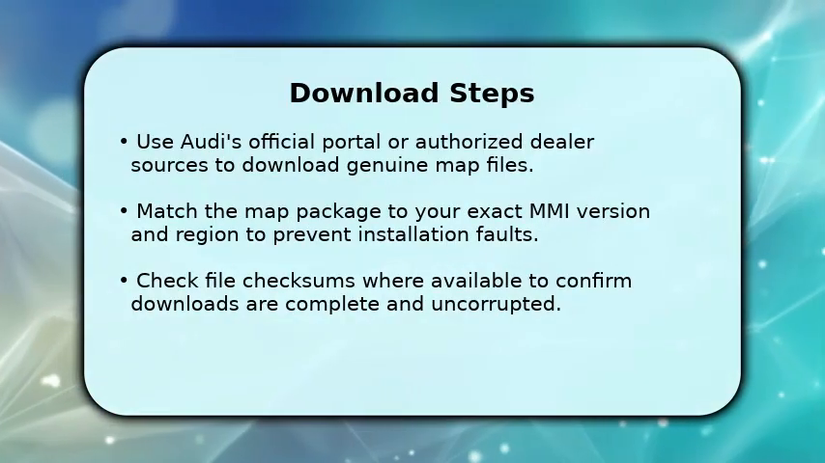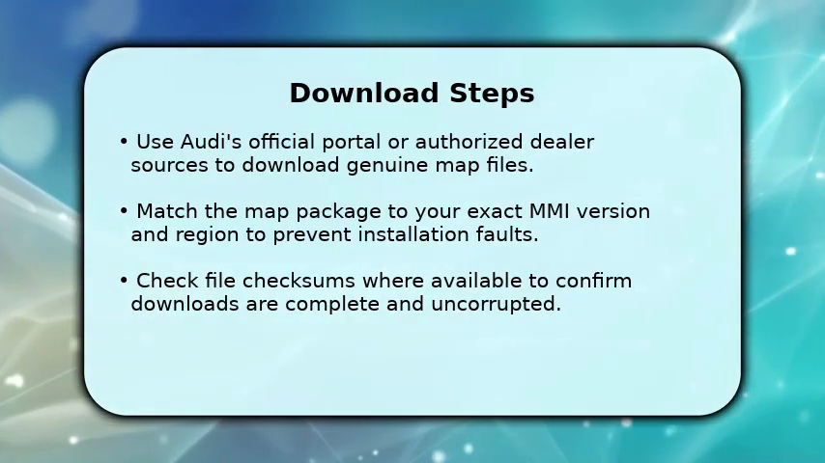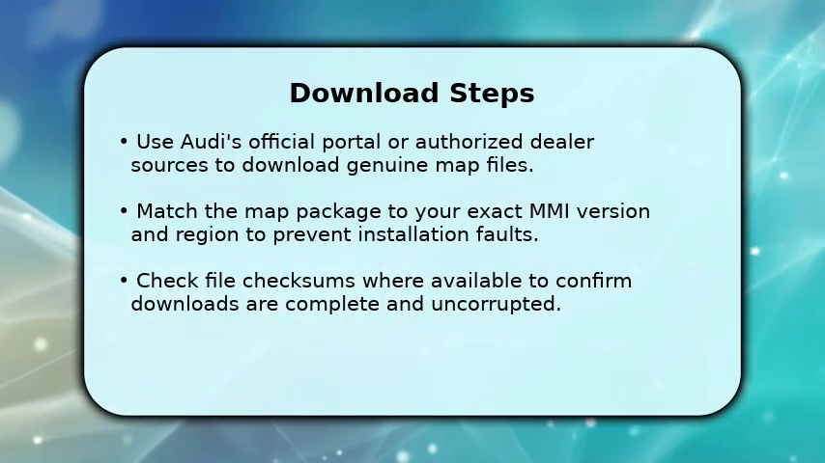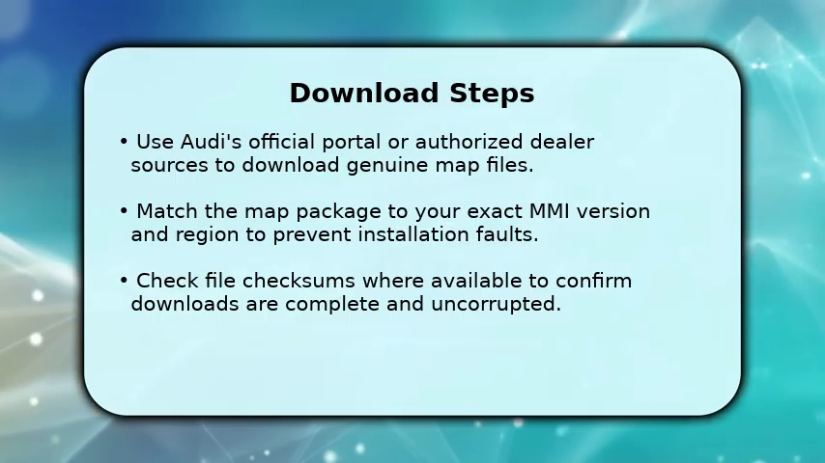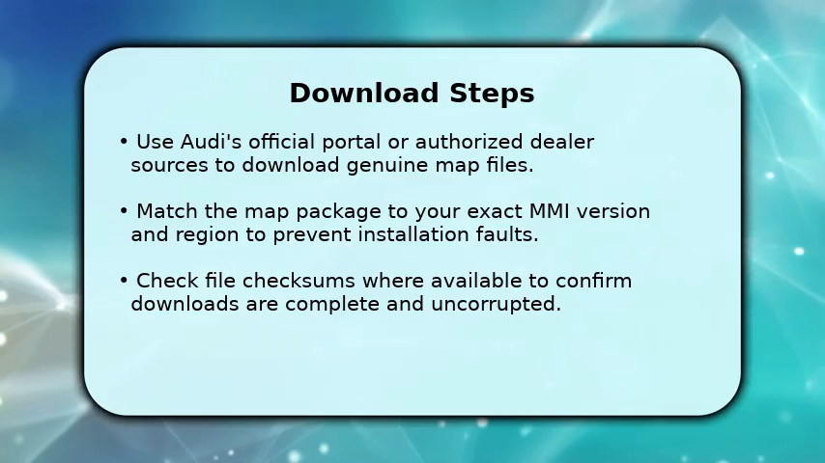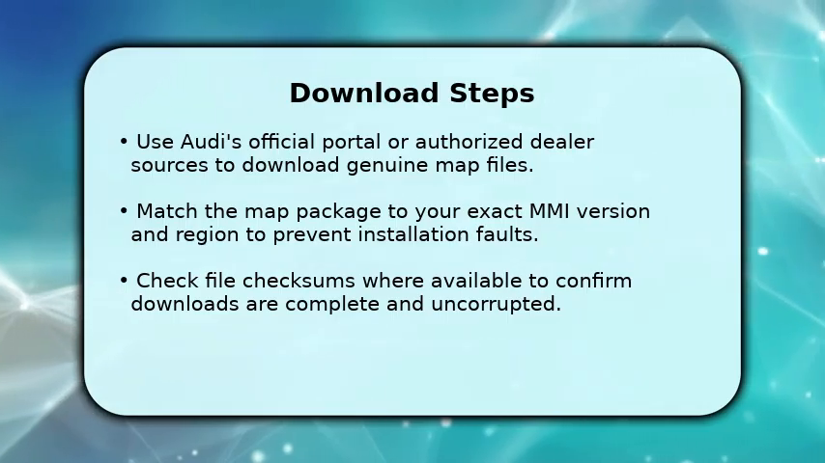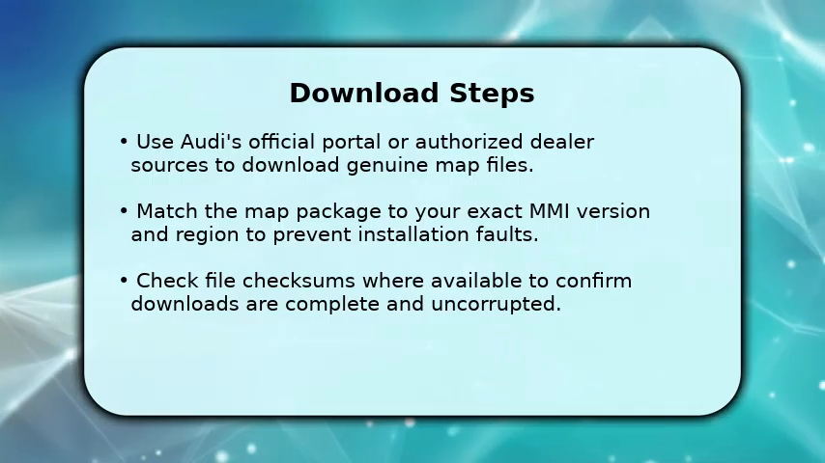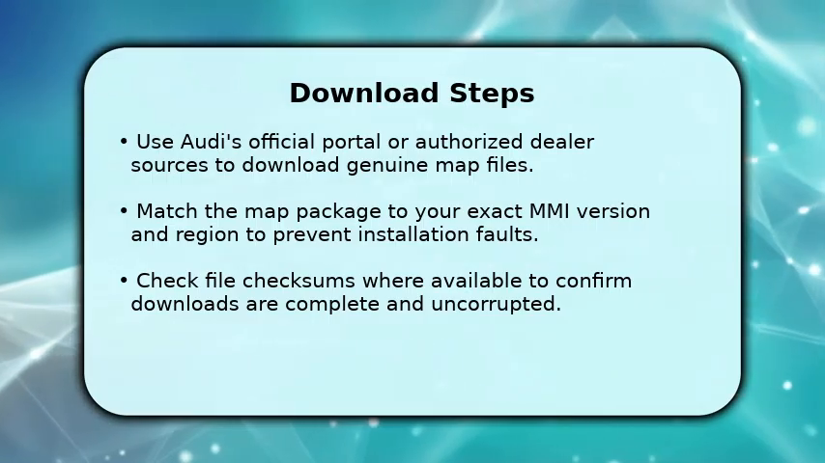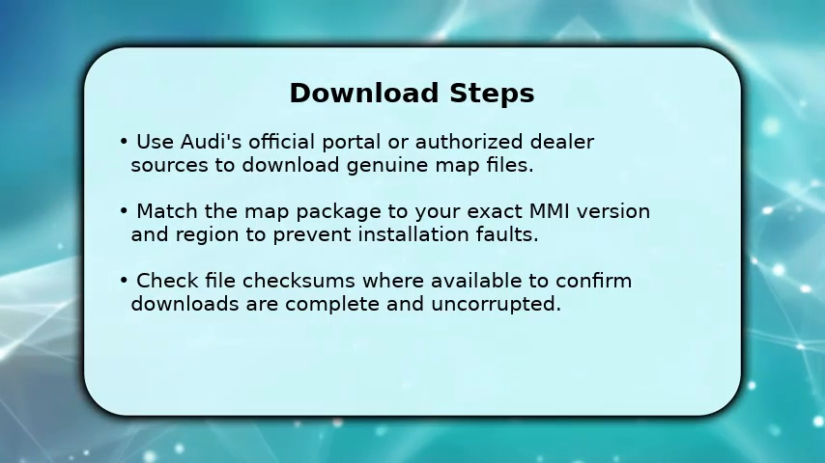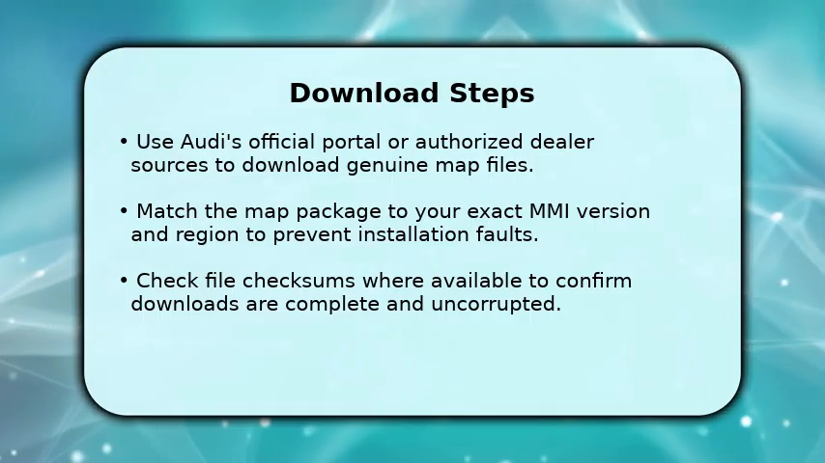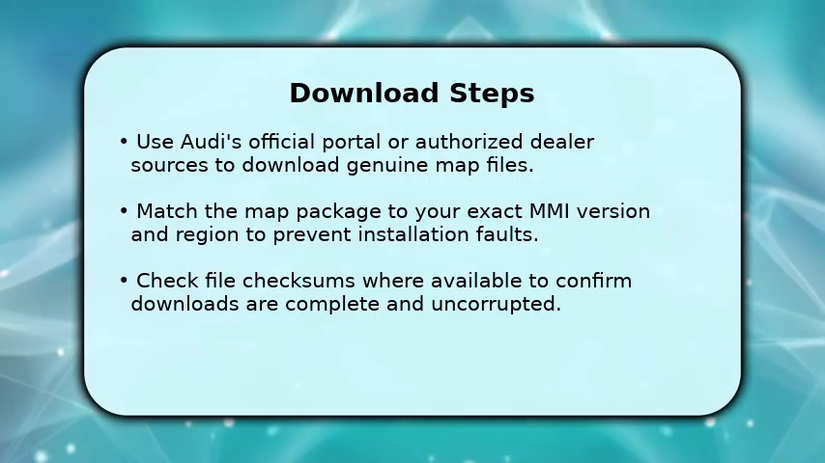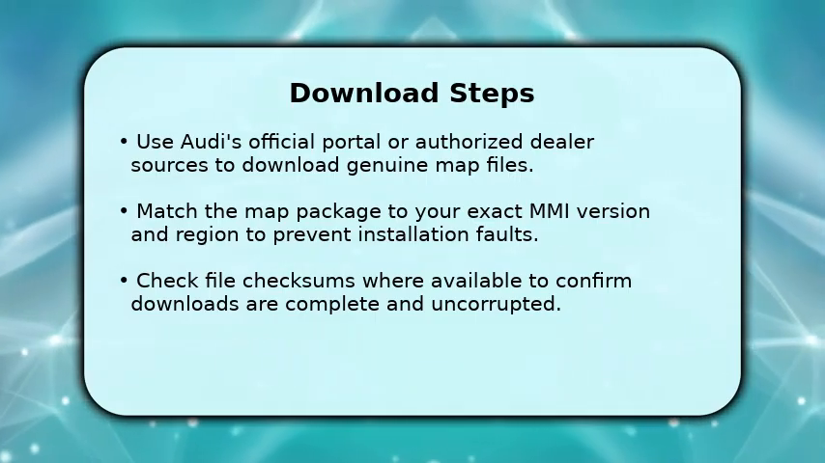Start from Audi's official portal or contact an authorized dealer to obtain the correct map package for your MMI version. Make sure the download matches your region and that your USB drive is formatted FAT32. Copy the map files to the root of the USB and safely eject it. Insert the USB into the vehicle's port and follow the MMI installation prompts. Allow ample time and do not interrupt the update process while maps install.